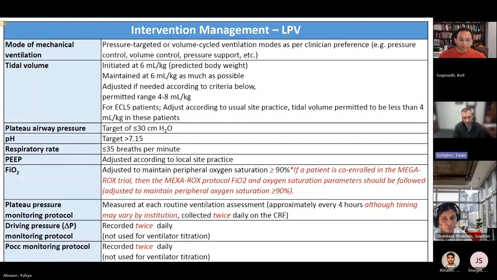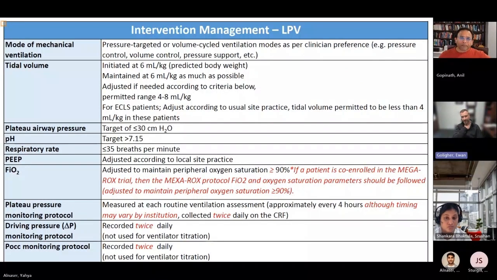But regardless of the mode, the ventilator support should be adjusted so that the tidal volume is initiated at 6 mL per kilo. And I really need to emphasize this, maintained as close to 6 mL per kilo as possible. We do allow the tidal volume to range between 4 to 8. But that's really only under specific circumstances that it should deviate from 6. So you keep it at 6 as much as possible. When the patient transitions to pressure support, the pressure support is to be adjusted so that the tidal volumes are around 6 mL per kilo.